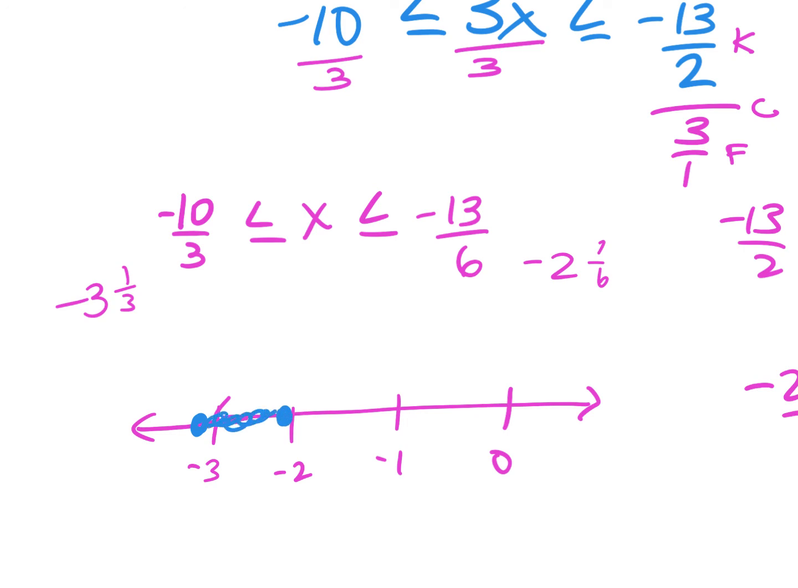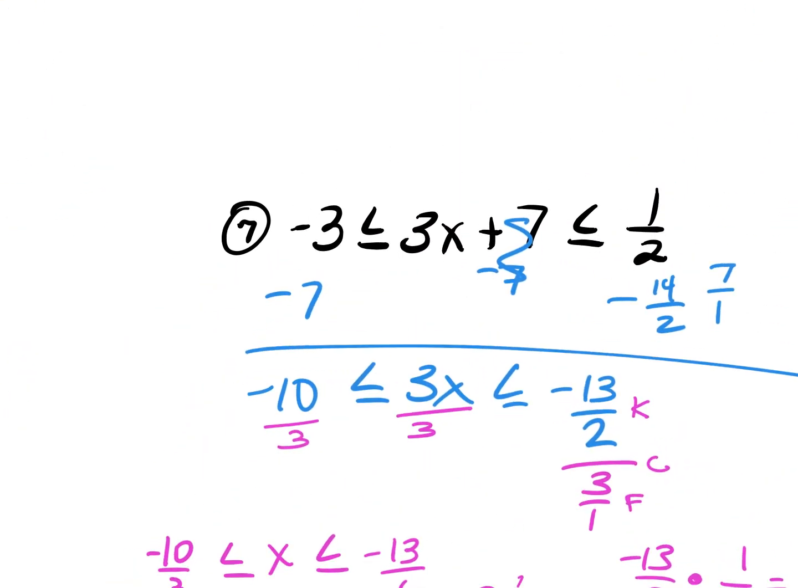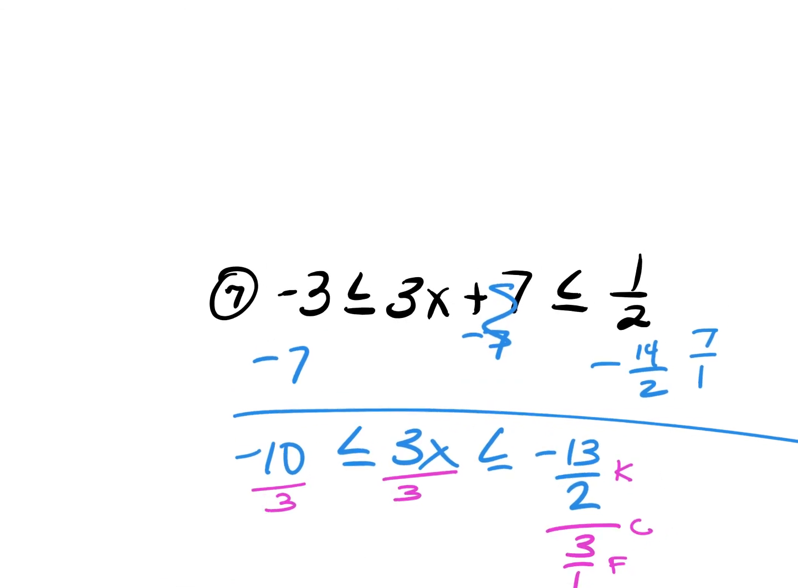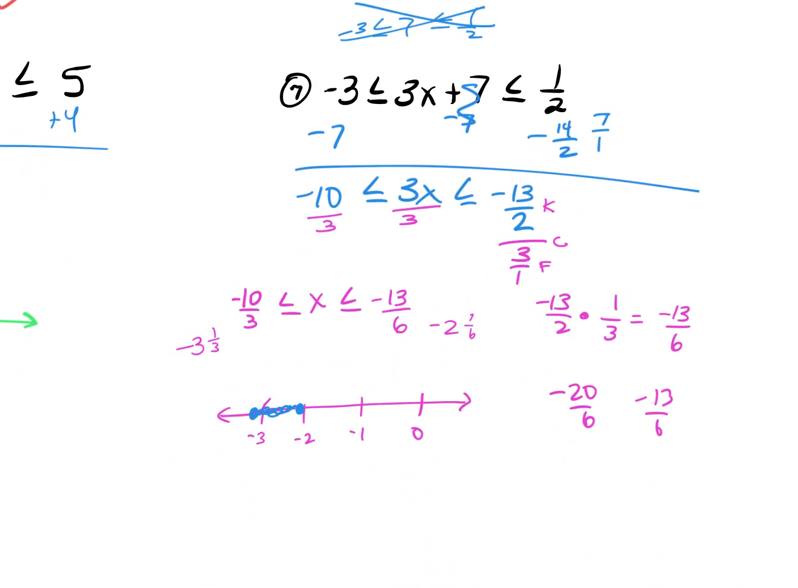In between. Should 0 work? No, let's check it. Hold on one sec. Check it. What's 3 times 0? 0. And then 0 plus 7. 7. So is negative 3 less than or equal to 7? Yes, that's true. But is 7 less than or equal to 1/2? No. So should 0 be on our solution? No, which it's not. So we're good.